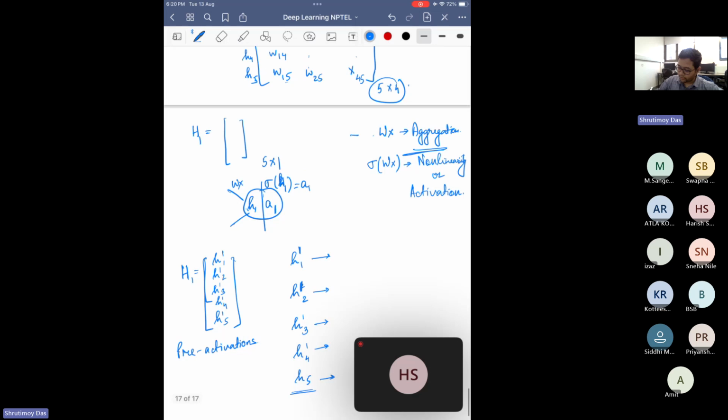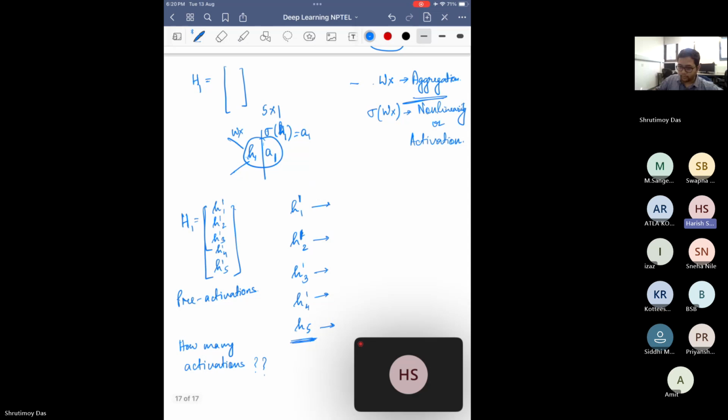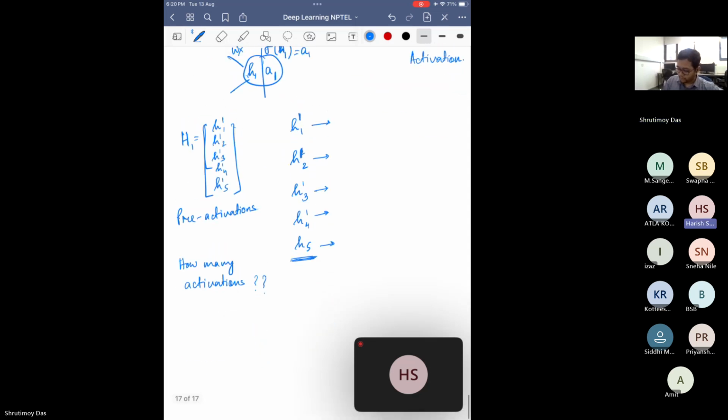So the next step we need: how many activations will there be? Suppose we have 5 pre-activations, or 5 aggregations. How many activations will there be? 5, right? So we'll have 5.